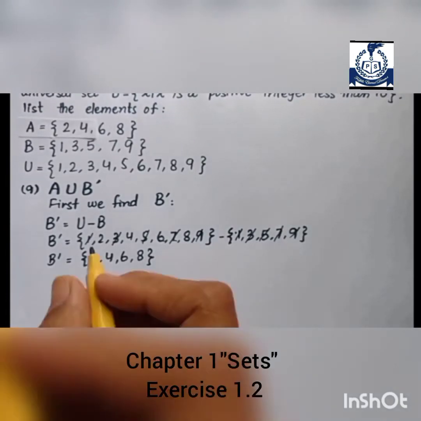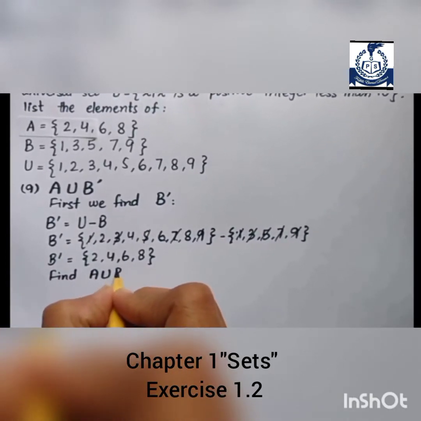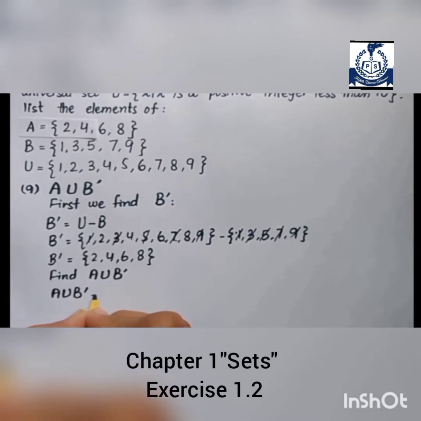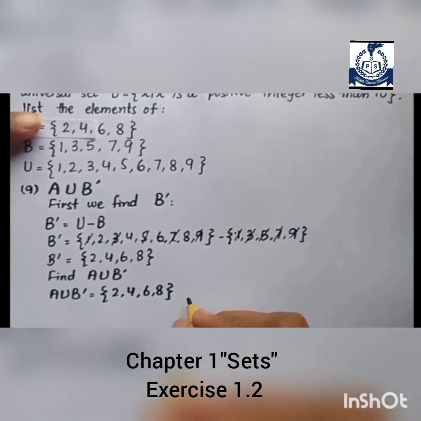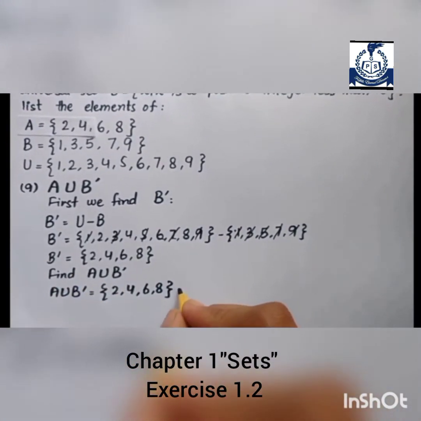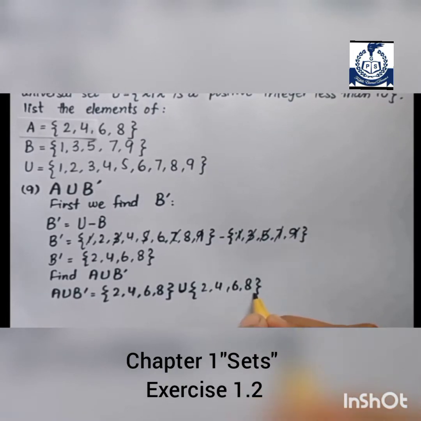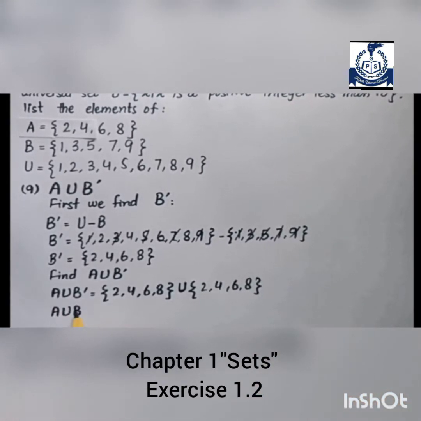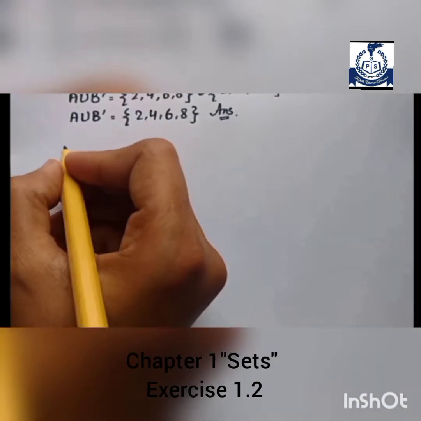Then we find A union B complement. So here we write A union B complement. In a place of A, we write the elements of A 2, 4, 6, 8. Union sign as it is. In a place of B complement, we write the elements of B complement 2, 4, 6, 8. In a union, we write the elements of both sets in an arrangement form. So we have the same elements in both sets, so we write it once.